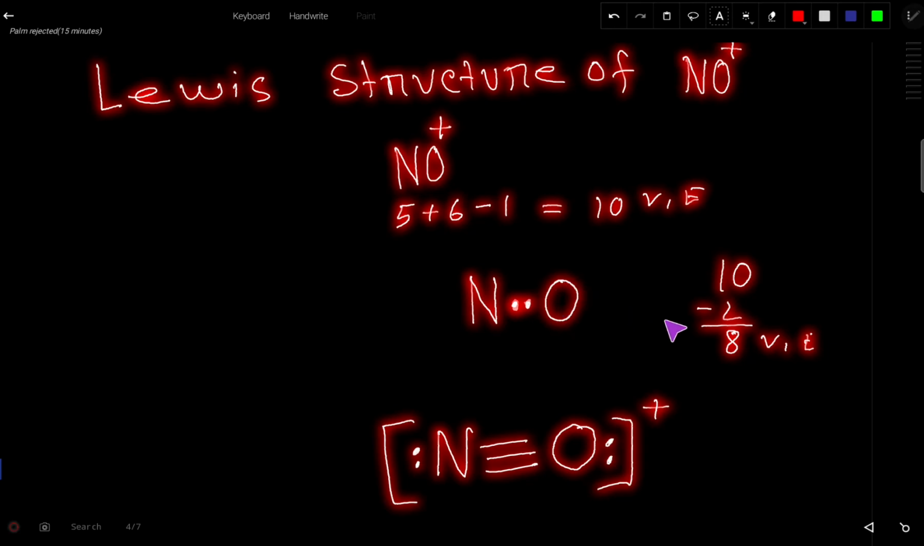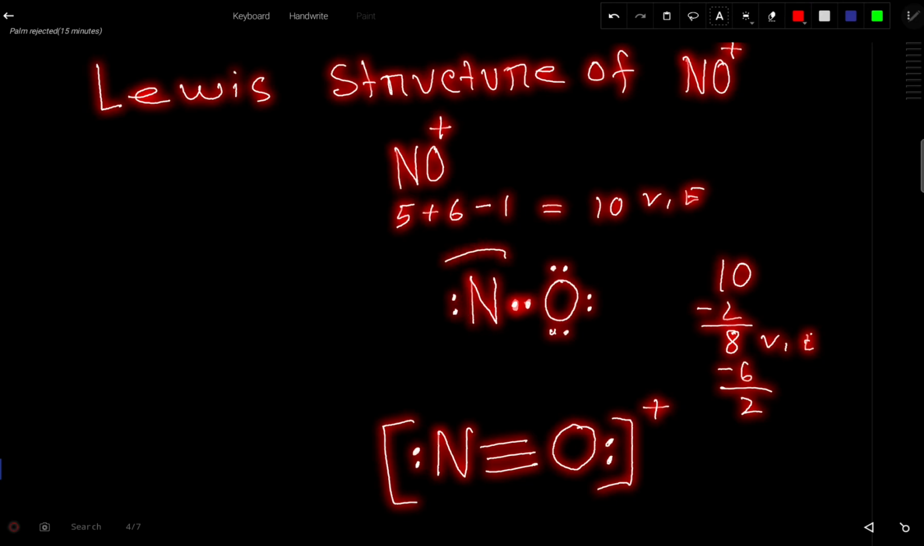Now we have to satisfy the octet for the outer atom first. Here oxygen is the outer atom and nitrogen is the central atom. Oxygen is the outer atom because it is more electronegative than nitrogen. Nitrogen is the central atom because it is least electronegative, or it has the highest capacity of making bonds. This oxygen has 2, so it can take a maximum of 6 more valence electrons. Now we have 2 valence electrons left that will come over here.